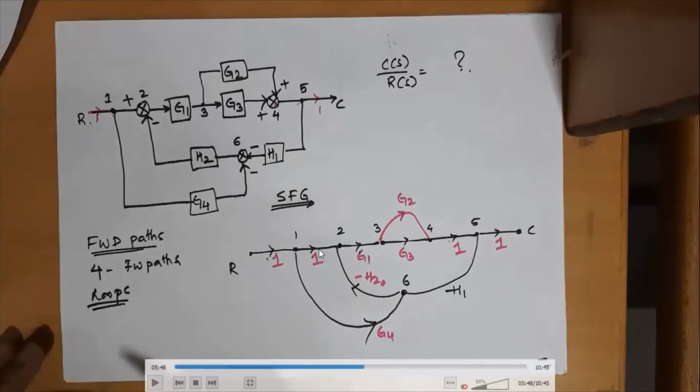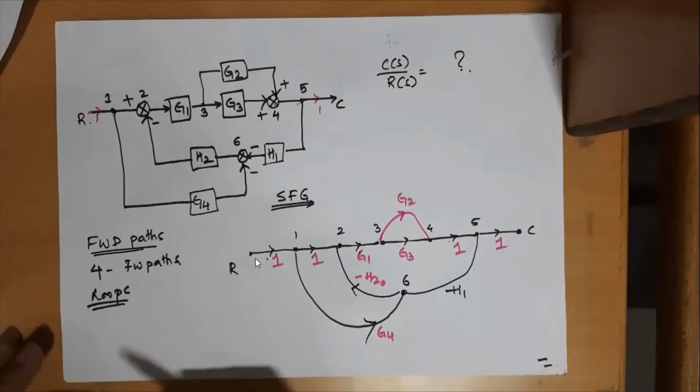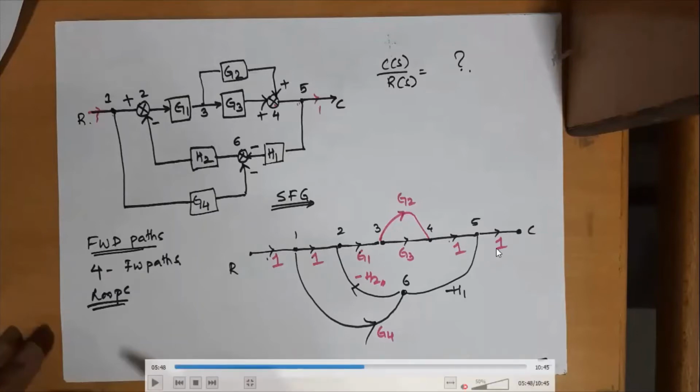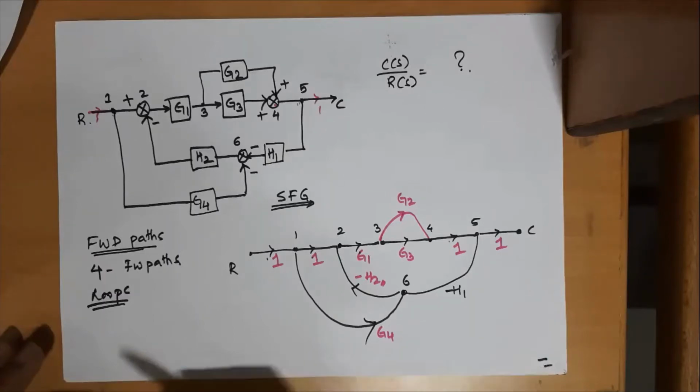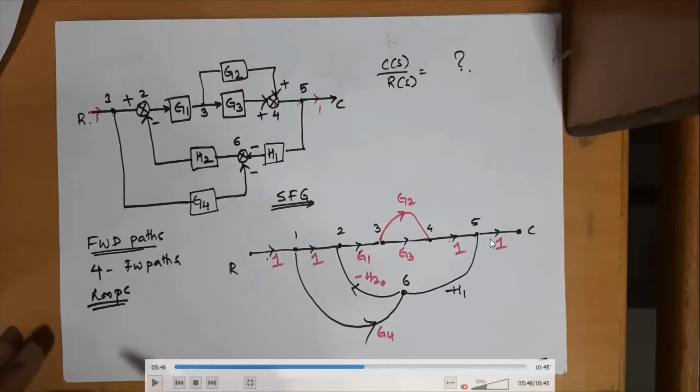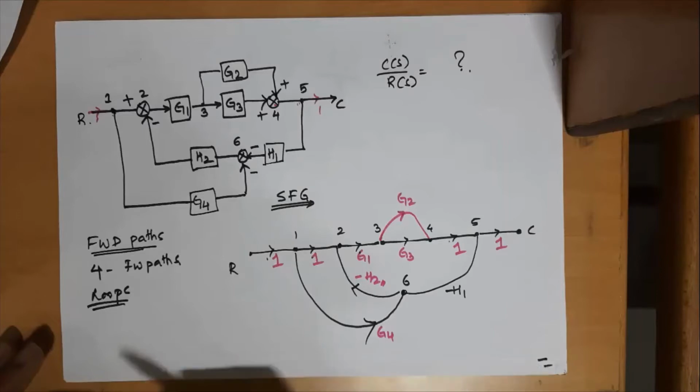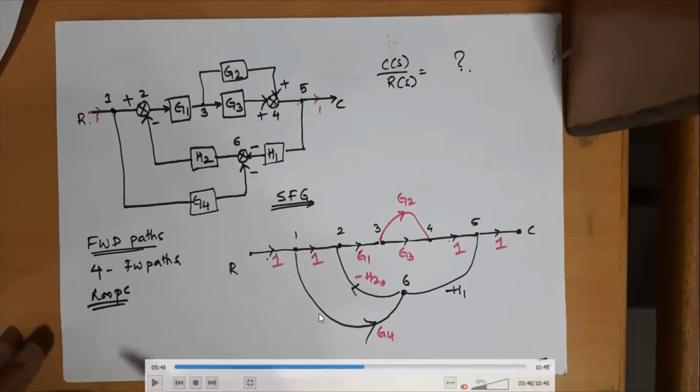One signal is flowing from 1, 2, 3, 4, 5 towards output. How to identify this path is with respect to its gain. The first forward path is 1, 1, G1, G3, 1, 1. Second forward path 1, 1, G1, G2, 1, 1. Third forward path 1, minus G4, minus H2, G1, G3, 1, 1. Third forward path is done. Then the fourth one is 1, gain is 1, then minus G4, minus H2, G1, G2, 1, 1. So there are only 4 possible forward paths.